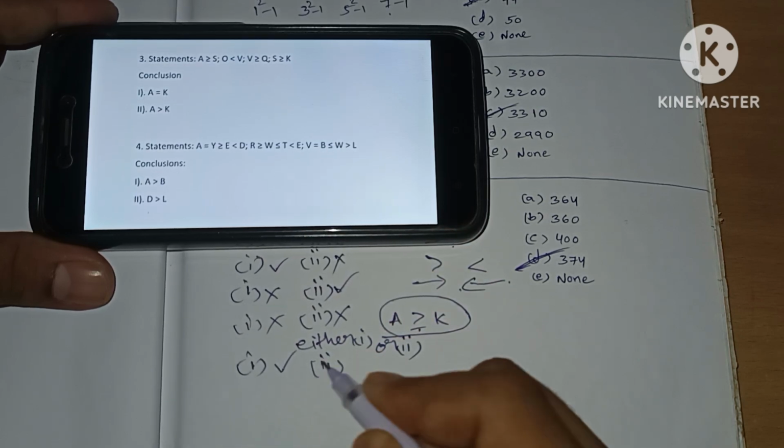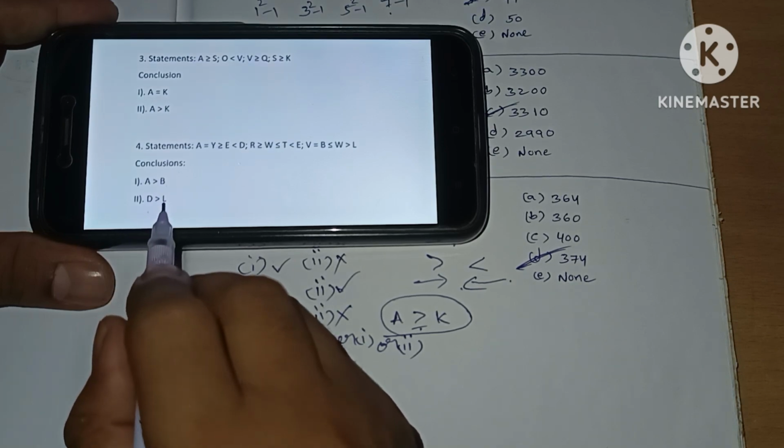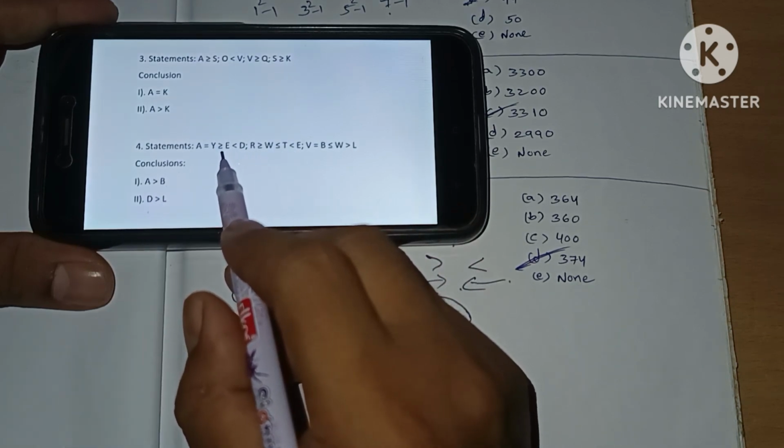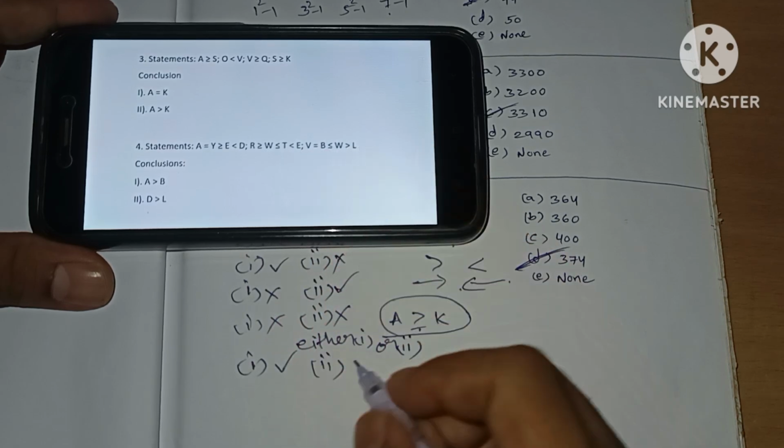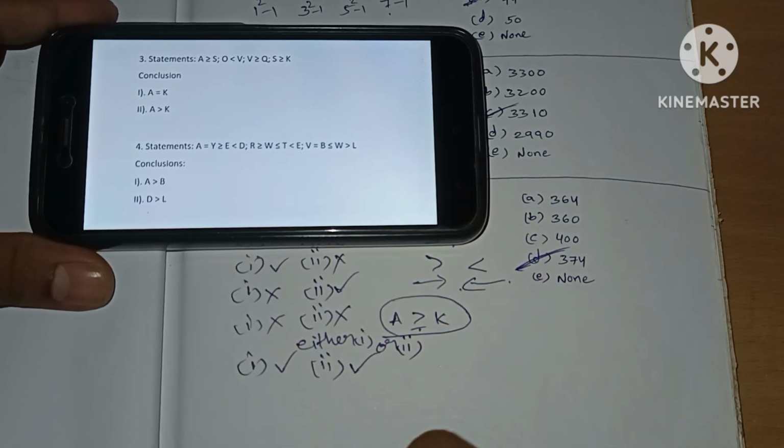Let's see the second conclusion. The flow from D to L. From D we can reach E. From E we can reach W. From W we can reach L. So the second conclusion will also be true.